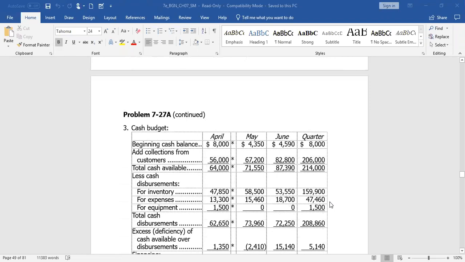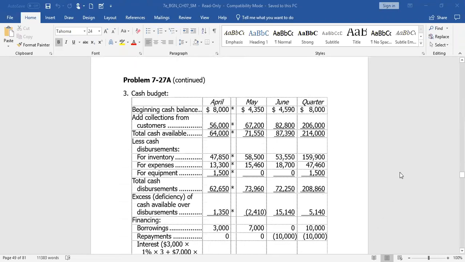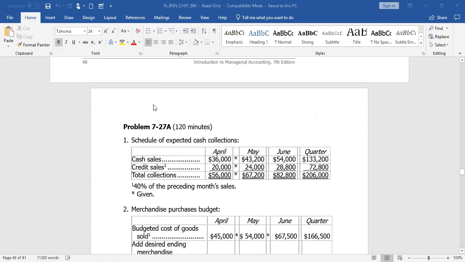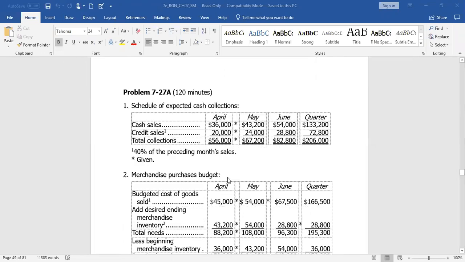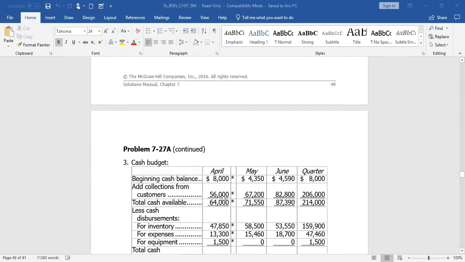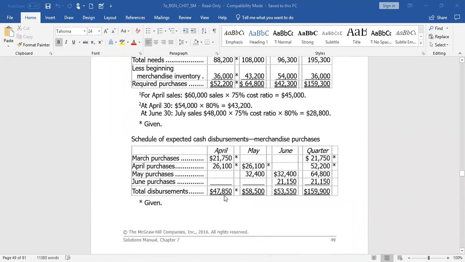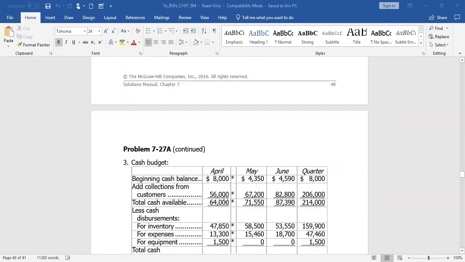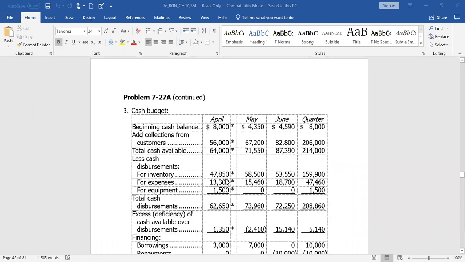Now, in part 3, they want us to put it all together as a cash budget. So we're going to start the beginning of April off with our $8,000 balance as of March 31st. We already determined the cash collections from customers up here in part 1, $56,000. So that's added in. We've already determined the cash disbursements for inventory in what we just completed, $47,850. Now, we need to see if there's anything else we're paying for. Go to part F.